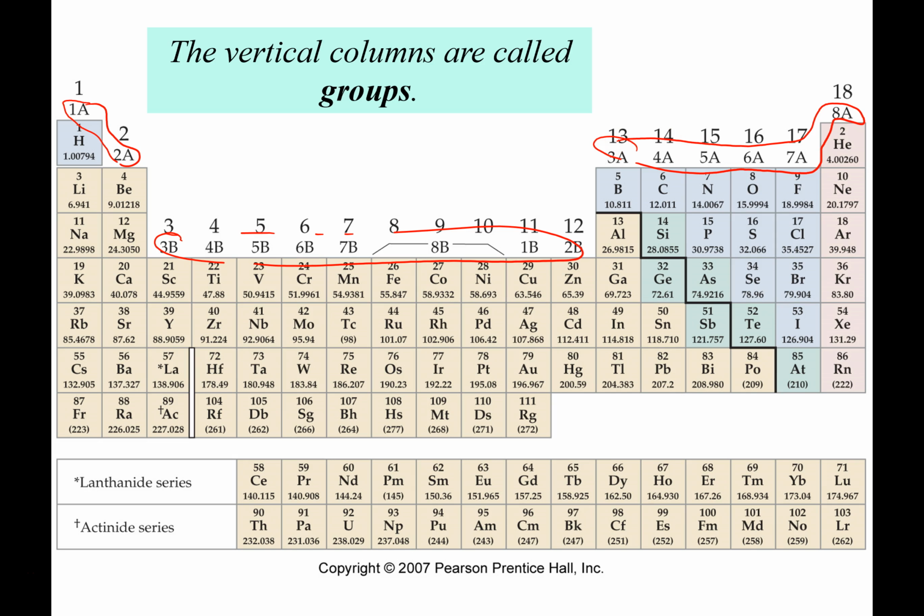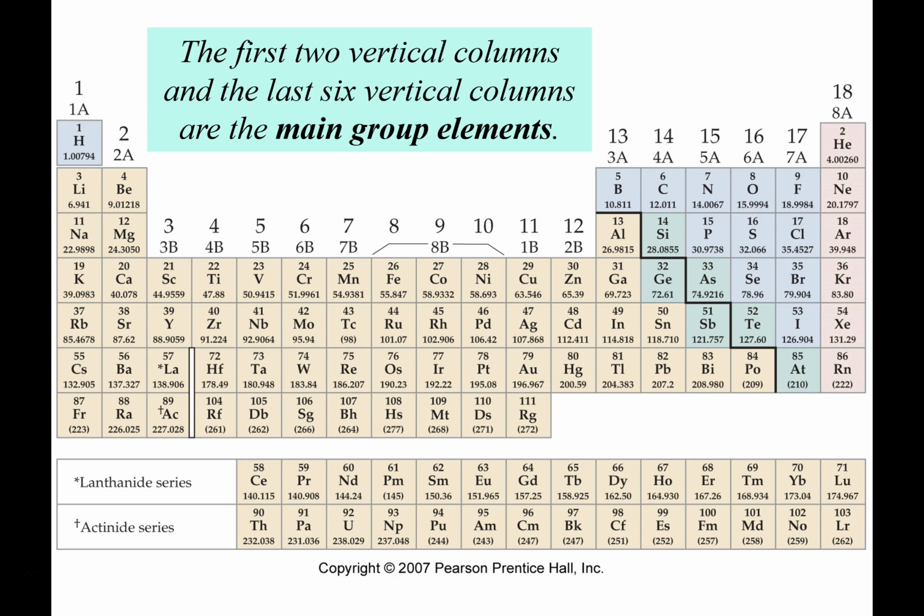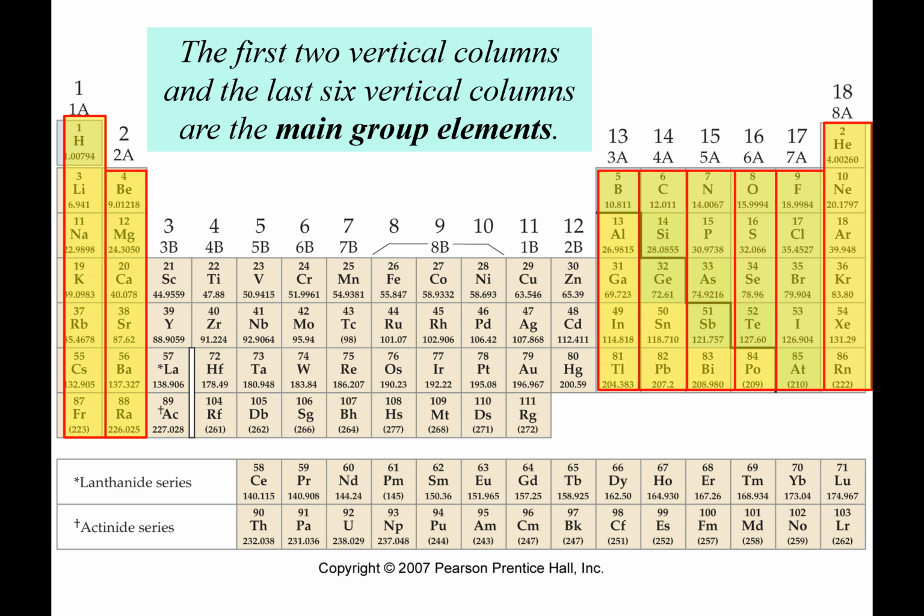But that other designation is great too. All right, so main group elements look like this. They're the first two columns and the last six. There's the first two and the last six. These are terms that people throw out when they're talking about elements.